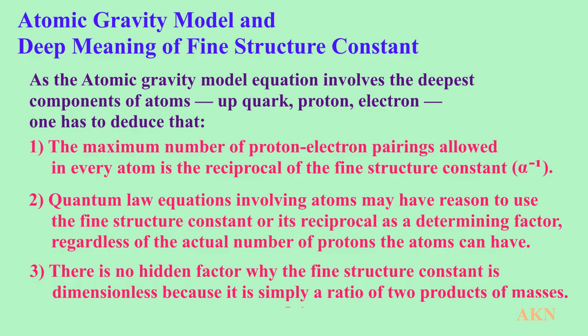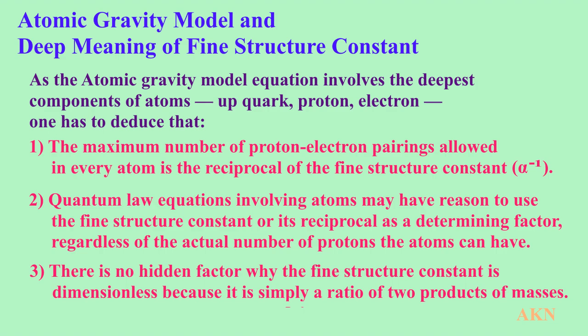As the atomic gravity model equation involves the deepest components of atoms, quark, proton, electron, one has to deduce that the maximum number of proton-electron pairings allowed in every atom is the reciprocal of the fine structure constant. Quantum law equations involving atoms may have reason to use the fine structure constant or its reciprocal as a determining factor, regardless of the actual number of protons the atoms can have.